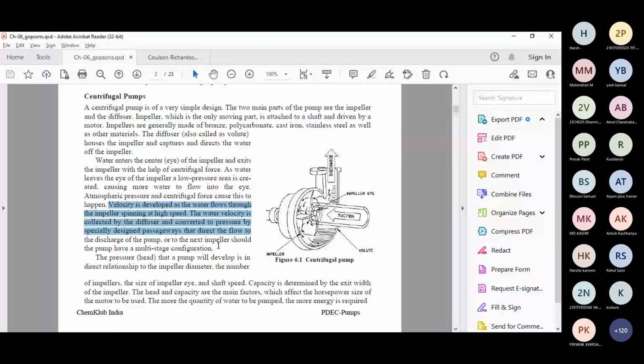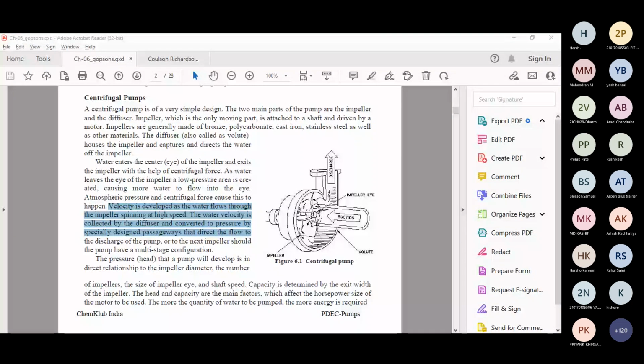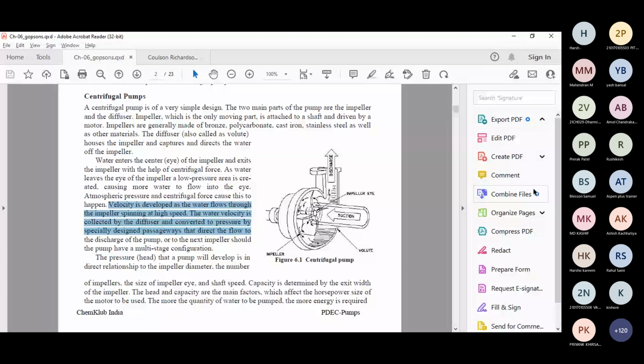Yes. Clear how a pump operates? Yes. Any queries, anyone? Okay. So that is the very simple operation of the pump.